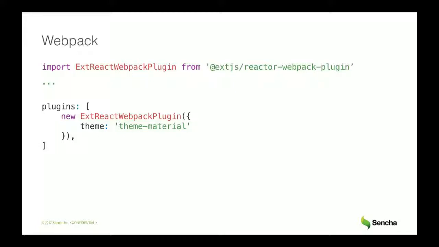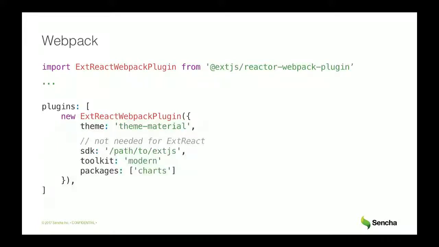So if you're an ExtReact customer, the only thing you'll probably specify in terms of options there is the theme. Theme material is the default, but if you wanted to use one of the other ones, you could override that. If you're an Ext JS developer, then there's a few extra things you have to add. This is where you specify the path to where you downloaded the Ext JS SDK. And the boilerplate instructions always say to just basically do a symlink to the ext folder within your application.